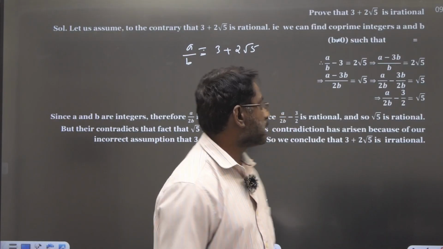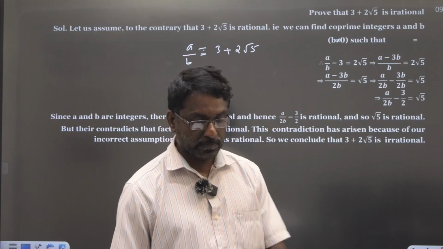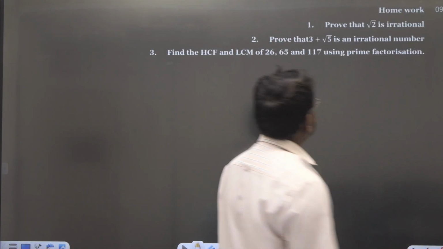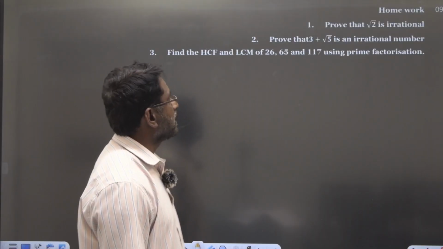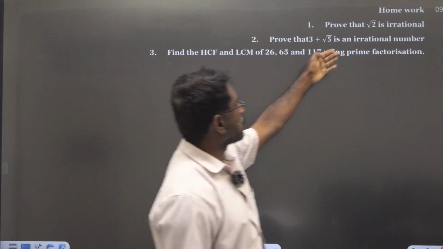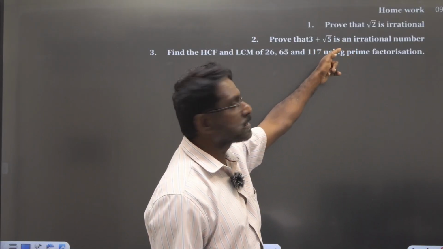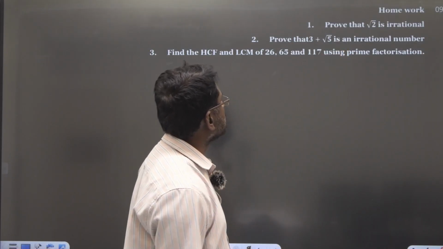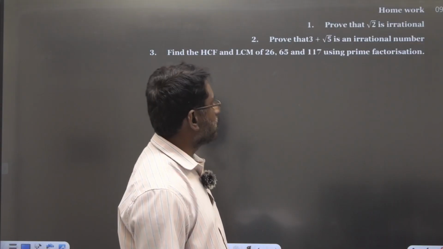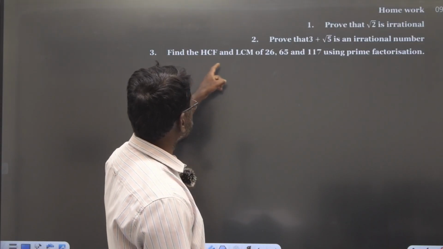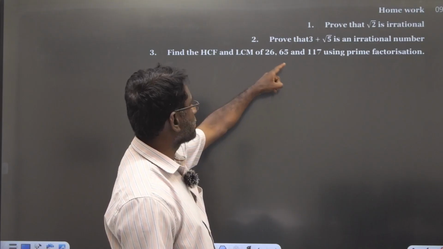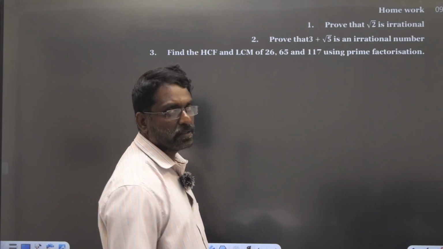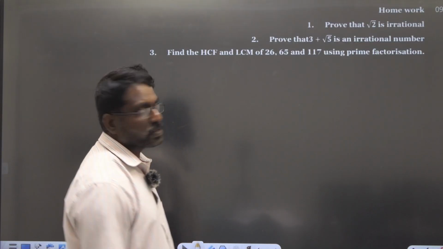And I can give another previous year question. These are some homeworks, same type. Prove that root 2 is irrational, nearly 8 or 9 times asked in your board exams. Prove that 3 plus root 5 is an irrational number, very, very important. Find the HCF and LCM of 26, 65, 117 using prime factorization. You just do it as homework.